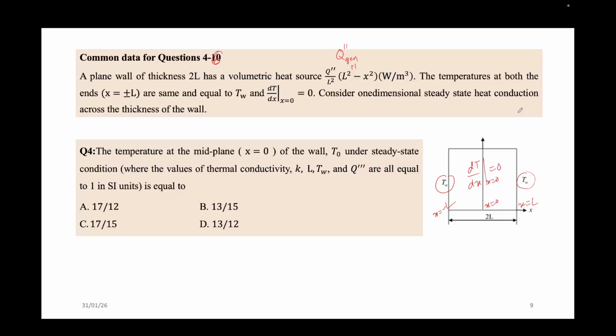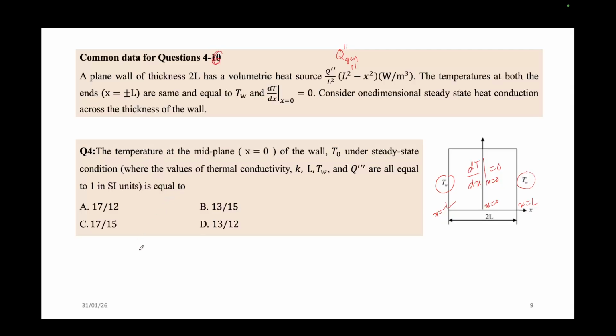Del T del x means your temperature gradient is 0, right? That means here heat flux is, so that's how you have to, you got it? So the question, you understand? So can you solve this one? Not complicated, you just tell me. I am not solving, just you tell me and I will try to solve like this.